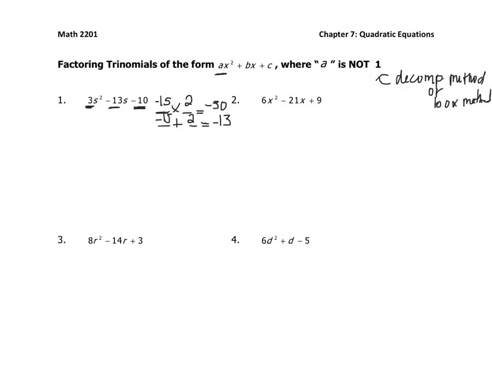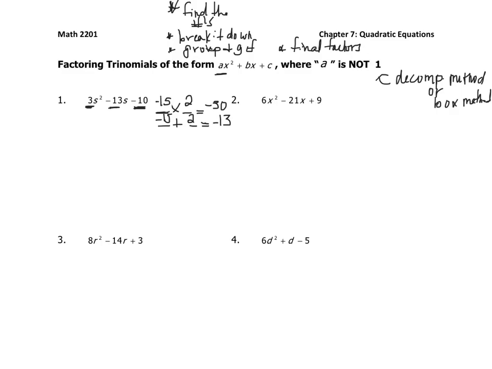So for the decomposition method, I usually like to say your steps are: find the numbers, which is the step we just completed; the next step would be to break it down; the next step is group and GCF; and then the last step would be final factors. So find the numbers, break it down, group and GCF, and then your final answer.